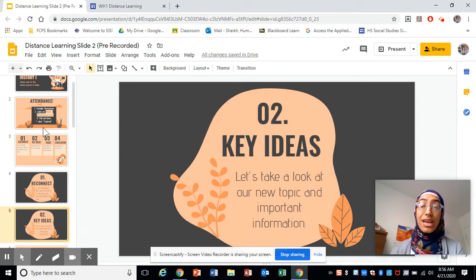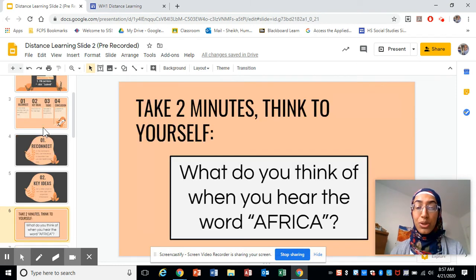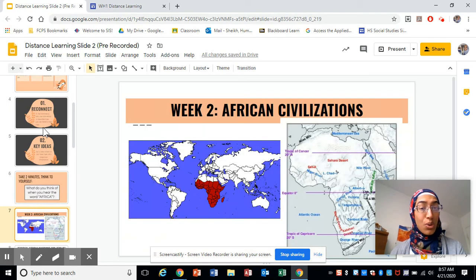And now we're going to look at some of the key ideas for week 2. I just want you to think to yourself and answer this question: what do you think of when you hear the word Africa? Because we are covering the African civilization. Looking at our map, Africa is in the very middle of our world map here. It is the largest continent and it is extremely diverse. In the middle, we have rainforests, and then above and below the equator line, we have a grassland called the savanna. There's also the largest desert, the Sahara Desert, in northern Africa.